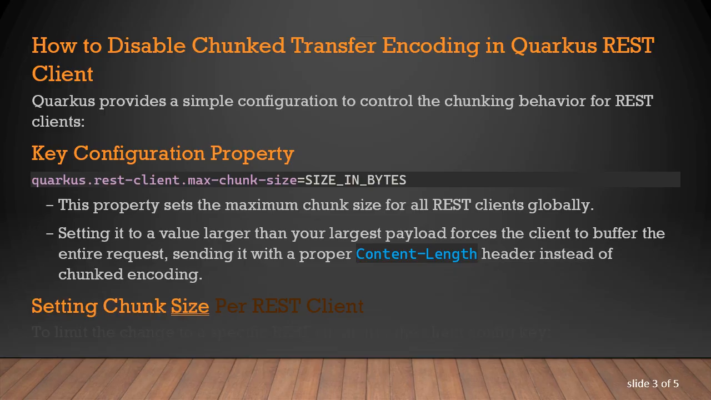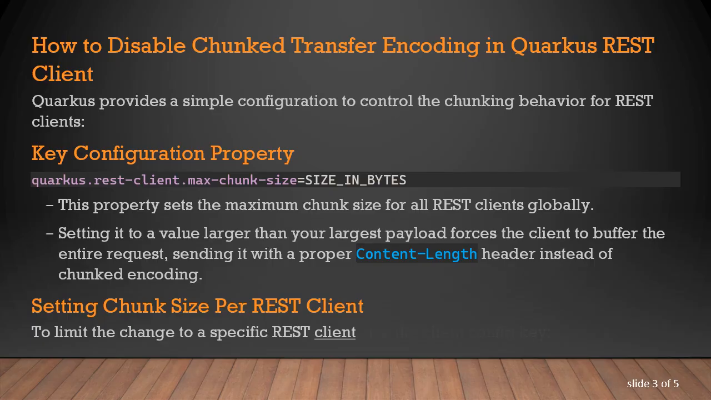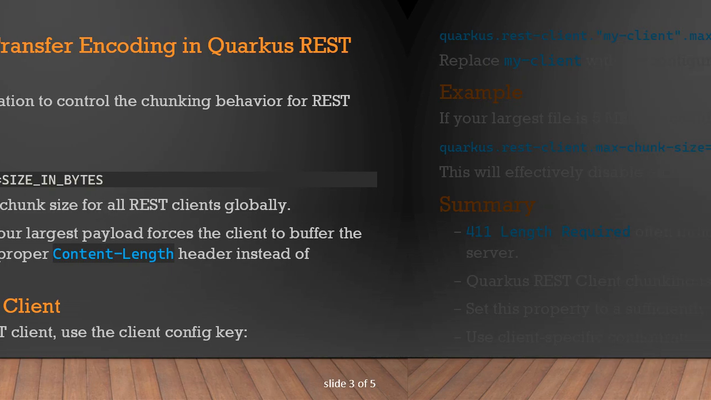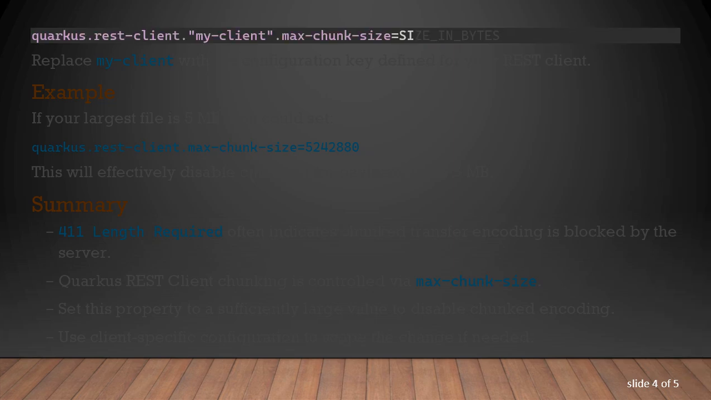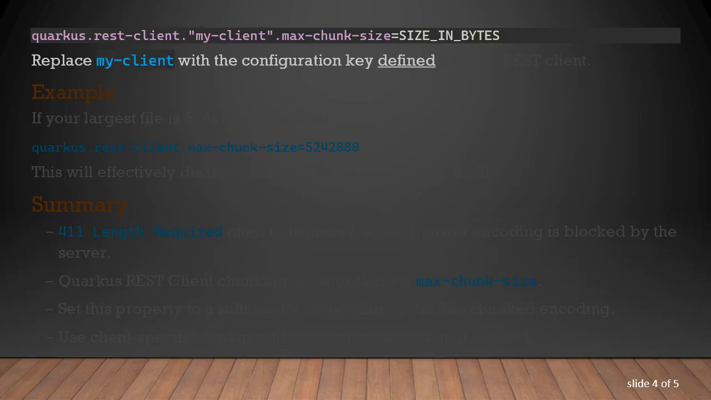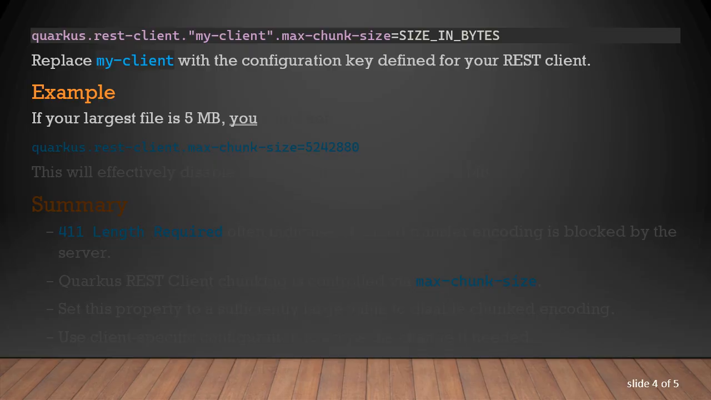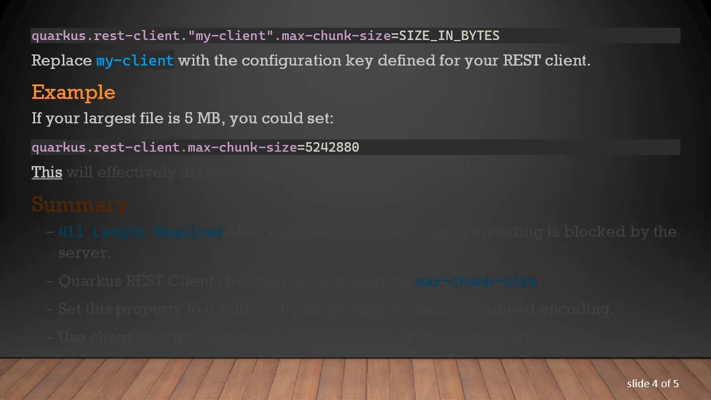Setting chunk size per REST client. To limit the change to a specific REST client, use the client config key. Replace my client with the configuration key defined for your REST client. Example: if your largest file is 5 megabytes, you could set this. This will effectively disable chunking for payloads up to 5 megabytes.